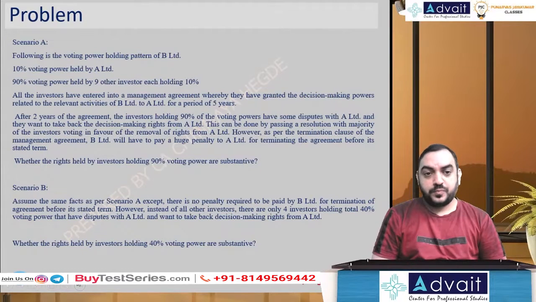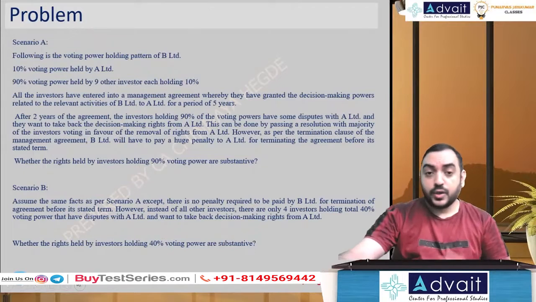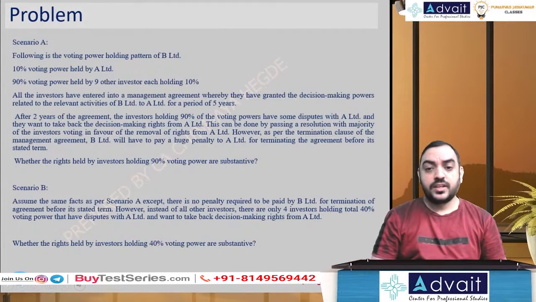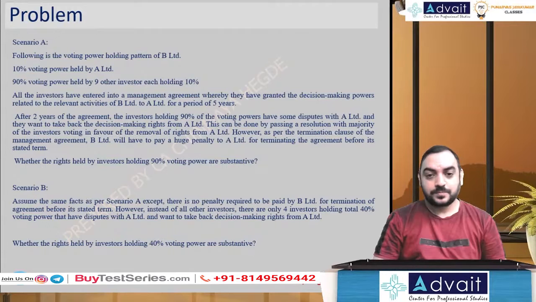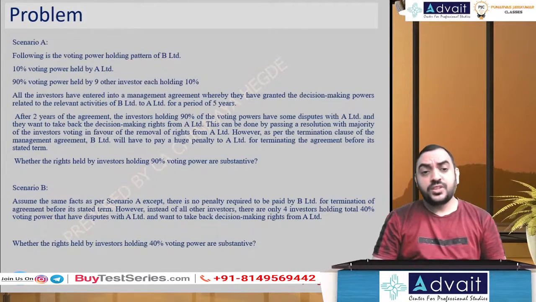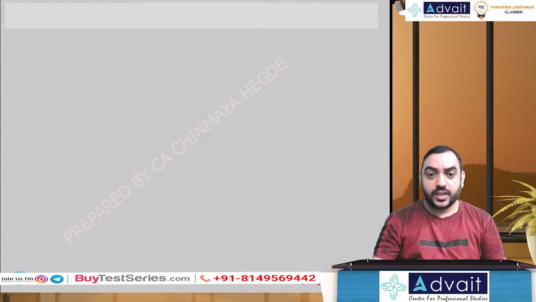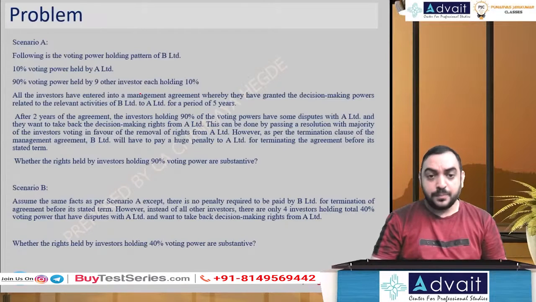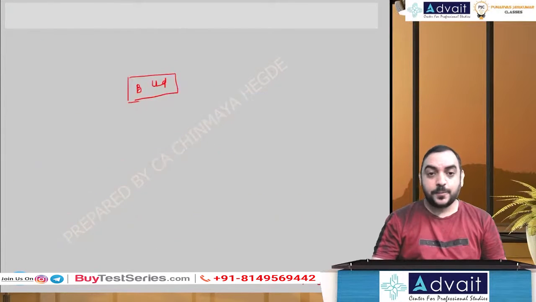Scenario A. Following is the voting power holding pattern of P Limited. Okay, as and when we read, let's write the chart formats. 10% voting power is held by A Limited. Okay, so we have B Limited. In B Limited, 10% voting power is held by A Limited. So A Limited has 10%.